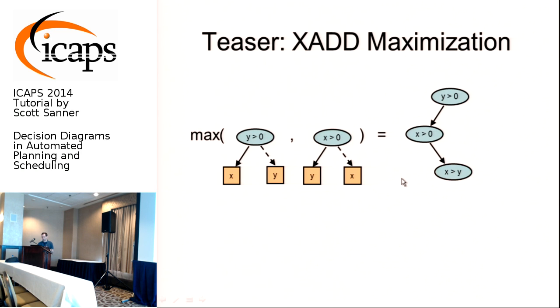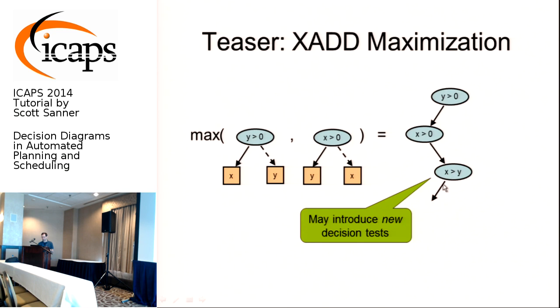If x is greater than y, then you know x is maximal. And if x is less than y, then you know y is maximal. So you can extend all of the previous discrete decision diagram operations to continuous operations as long as, in the special case of max and min, when you hit the leaves, you introduce new inequalities.